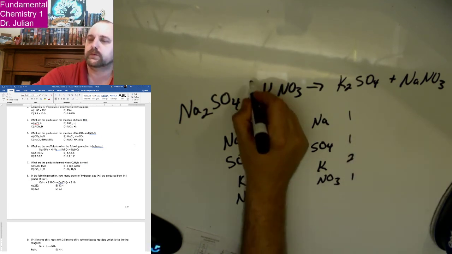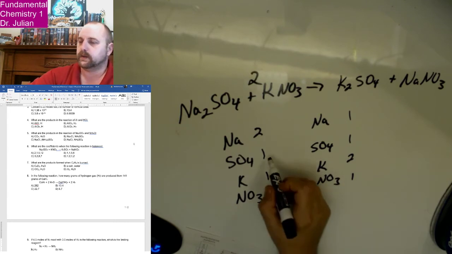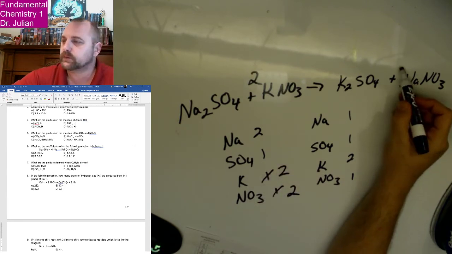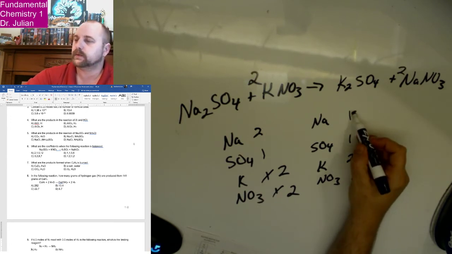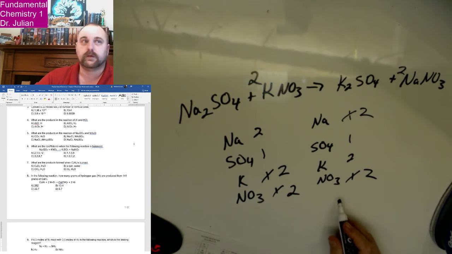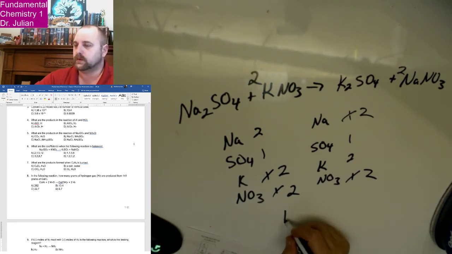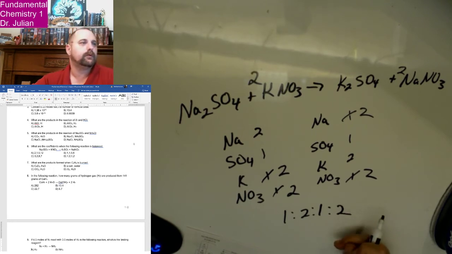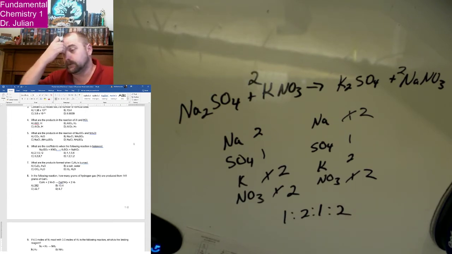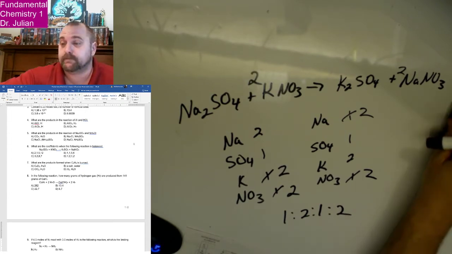All right, so I need a 2 in front of the K. That'll give me 2 of those, 2 of these. And I need a 2 in front of the Na. That'll give me 2 of those, 2 of these. And that's it. So 1, 2, 1, 2. What are the coefficients? So 1, 2, 1, 2, D. That's it. Not too bad. Okay.